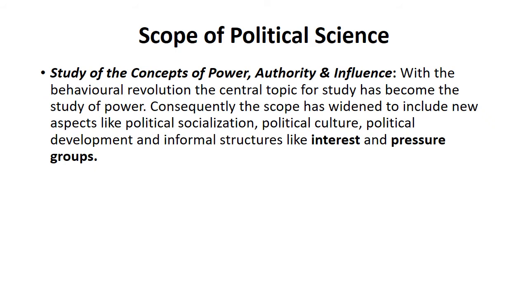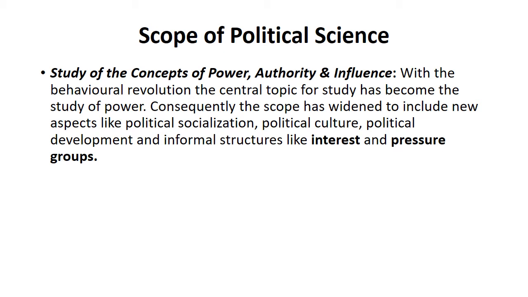The last aspect of the scope of political science is that it studies the concepts of power, authority, and influence. These three concepts have recently been added to political science, and it helps us to study them. With the behavioral revolution, the central topic for study has become the study of power. With the behavioral revolution coming into existence, the meaning, scope and nature of political science has changed somewhat. It has focused more on power politics rather than other aspects of political science.